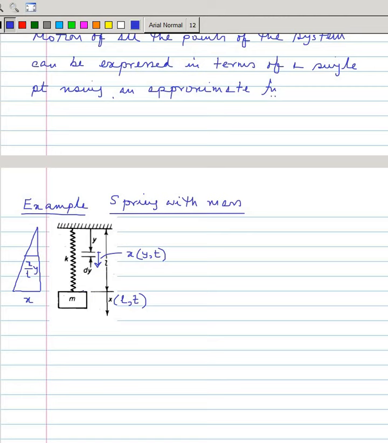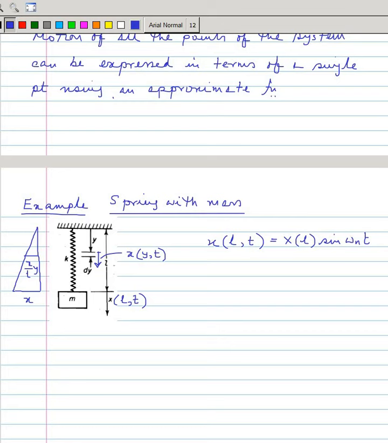Suppose the motion of this point, that is the tip of the spring, can be expressed as x(L, t). That means some x_L into a function of t, say sin ωn t or cos ωn t, whatever.